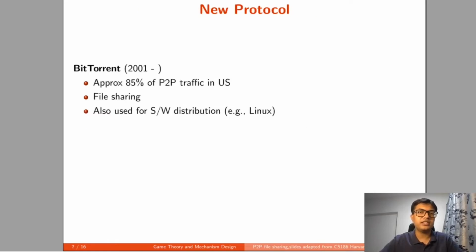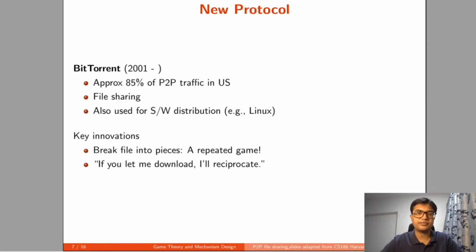Now here comes the next protocol, which has been quite popular starting from 2001, and today almost 85% of the peer-to-peer traffic in the United States is actually through BitTorrent. This is typically used for large file sharing, for instance software or other bigger files. Particularly, open source software distributions are actually shared using BitTorrent clients.